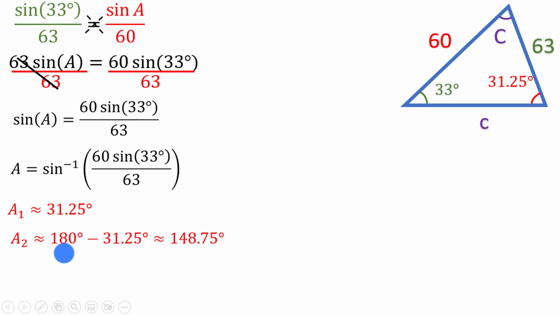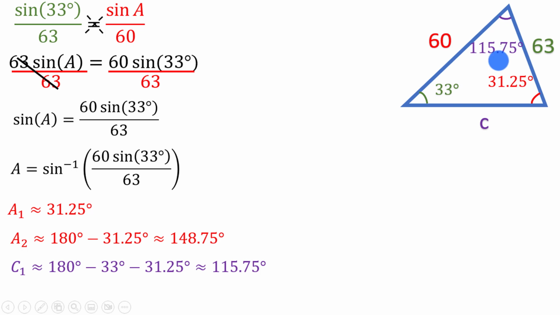If you're confused about finding the second angle, if you're using the law of sines, it will always be 180 degrees minus the angle that you already found. So in our case, 180 degrees minus 31.25 degrees is equal to 148.75 degrees. Let's work with the first angle that we already found of 31.25 degrees. If that's the case, we can solve for uppercase C by using the idea that the interior angles of a triangle always add to 180 degrees. 180 degrees minus 33 degrees minus 31.25 degrees is equal to 115.75 degrees. So that is our last angle.